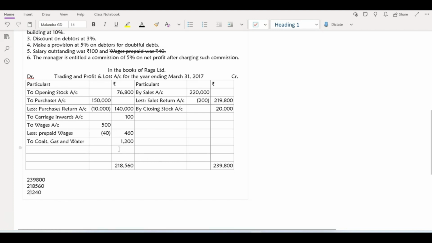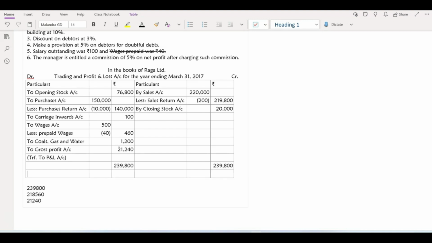21,240. So here I'm going to write on the debit side, because the debit side has a shorter balance, so that will make our total equal to 239,800, and I'm going to write this as gross profit account, and we can write here also transfer to profit and loss account. All right, so please do remember to draw the double line after this total.